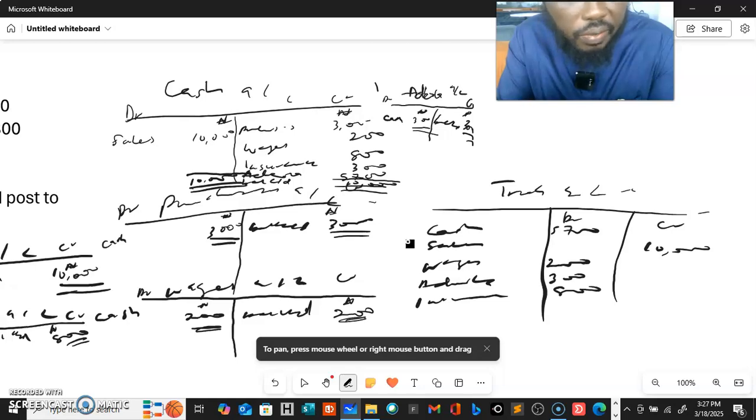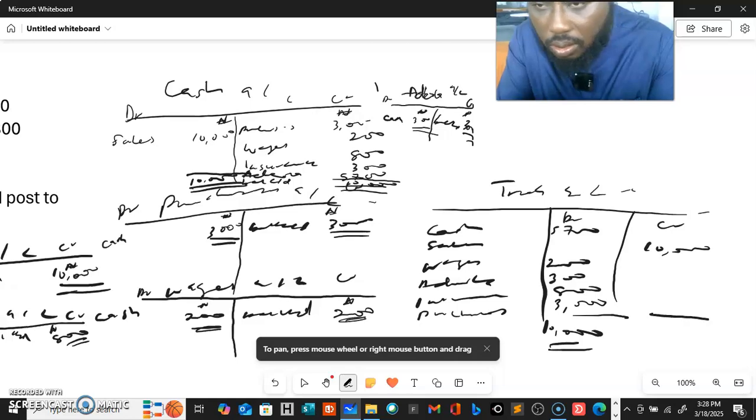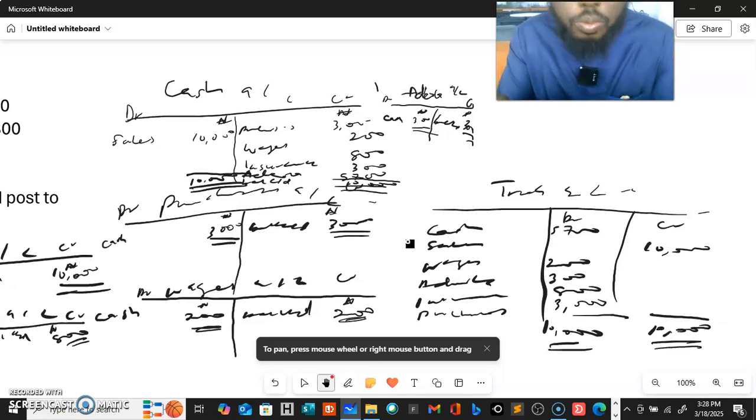We also have purchases, that's 3,000. So that's 10,000. At the end of the day, you can see that our account has balanced. So 10,000. This is how you're going to prepare your trial balance. Note that all items of assets are going to be debited.